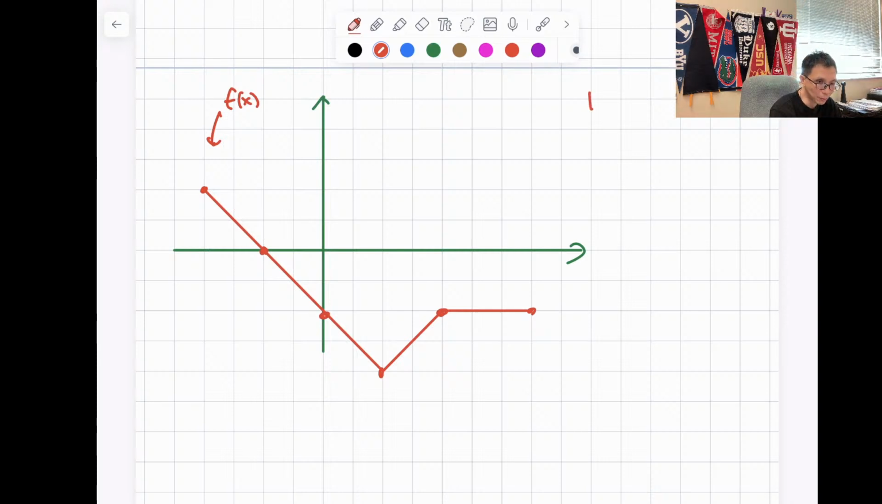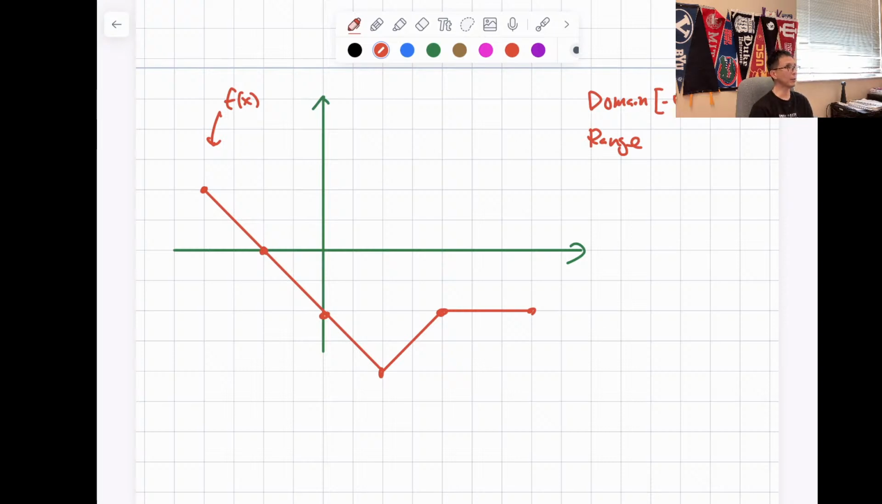So what would be the domain and range of this function? Domain and range. Okay, so domain. How do I find the domain of this function? Anybody comfortable enough to tell me, raise your hand, what is the domain of this function? Diego? -4 to 7. Perfect. Very good.